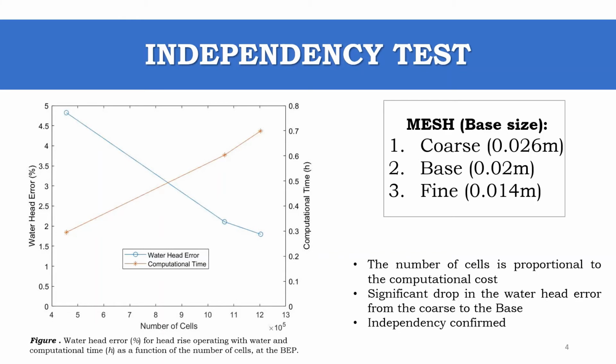As you can see in the figure, the number of cells is proportional to the computational cost, where the base mesh takes twice the computational time in comparison to the coarse one, but there is a significant drop in the water head error, from 4.8% for the coarse mesh to 2.1% for the base mesh. The differences between the fine and base mesh are less significant. Based on this, independency was confirmed and the base mesh was chosen for the following simulations.